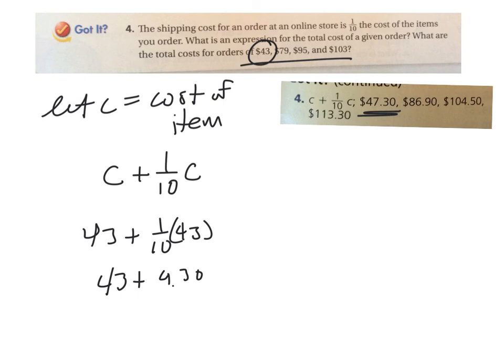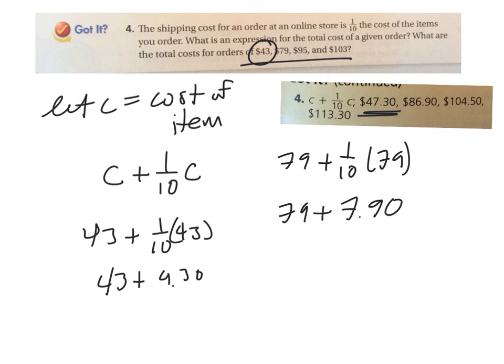And I guess we could write each of those out for you here. So we're going to have 79 plus 1/10. That's not really a very good 1/10. Let me fix that. Plus 1/10 of 79. So that's 79 plus 7.90. And that's going to be 86.90. And 95, so that one will end up being 95 plus 9.50. And then 103 will be 103 plus $10.30. And those are our answers for each of those.